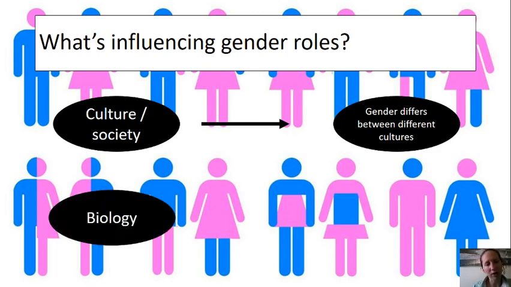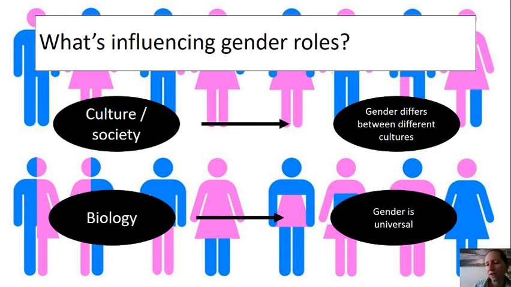If, however, it's biology that influences our gender roles, such as our chromosomes or our brain structure, then we would expect to see, as we look across different cultures, that actually gender roles are universal, that we have many similarities across a number of different cultures. If we find that, we can say actually it's more to do with human biology than social factors, because social factors differ between different cultures, while actually biology is largely similar. So that's why we look at culture and gender.